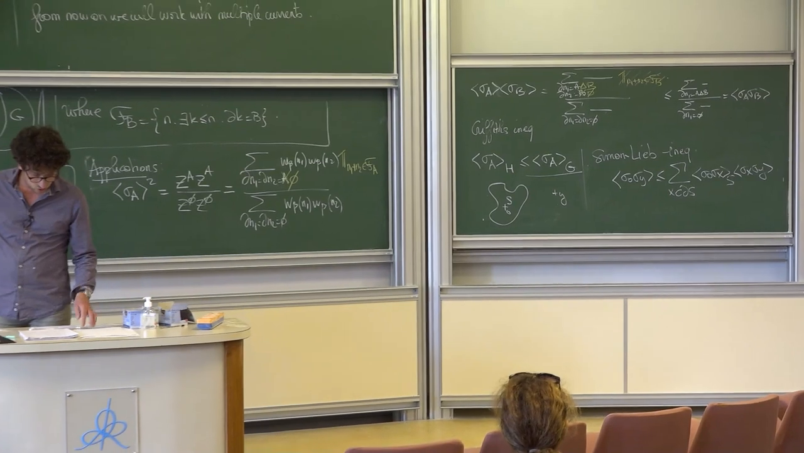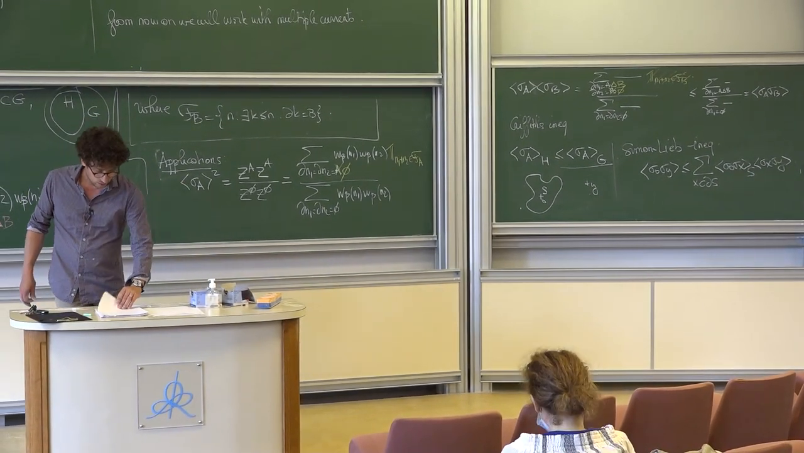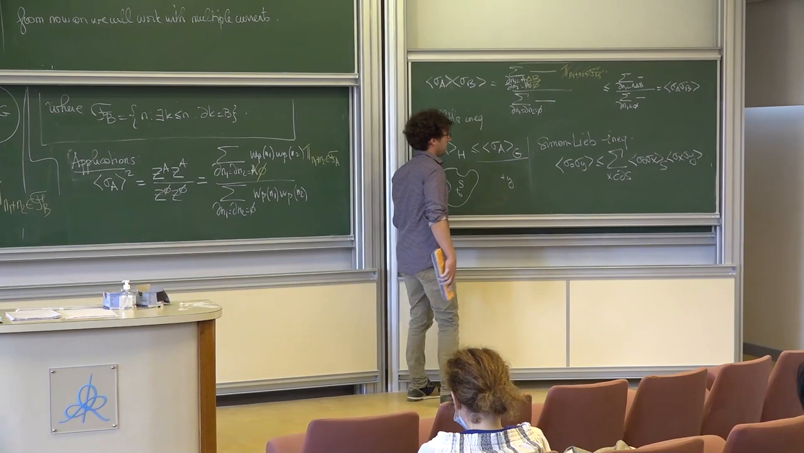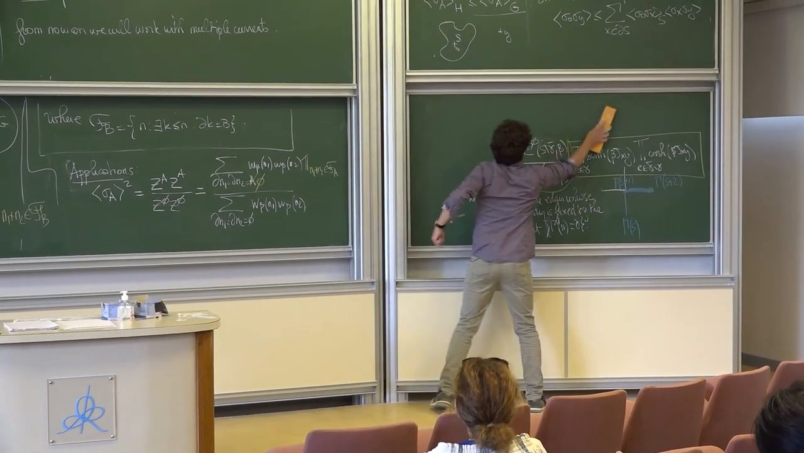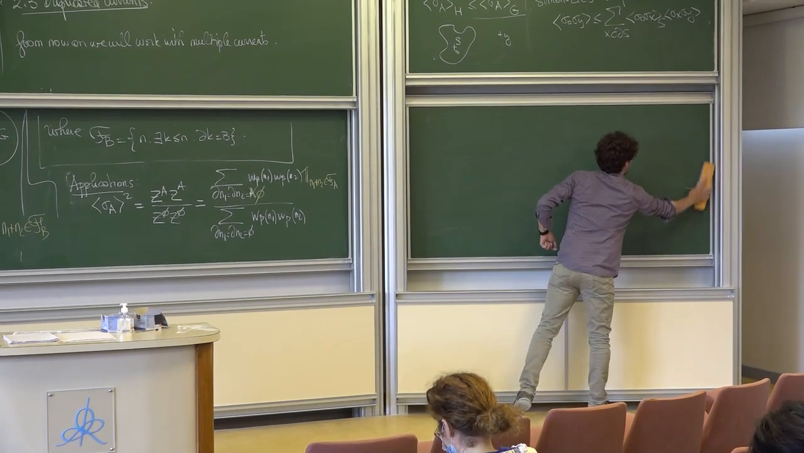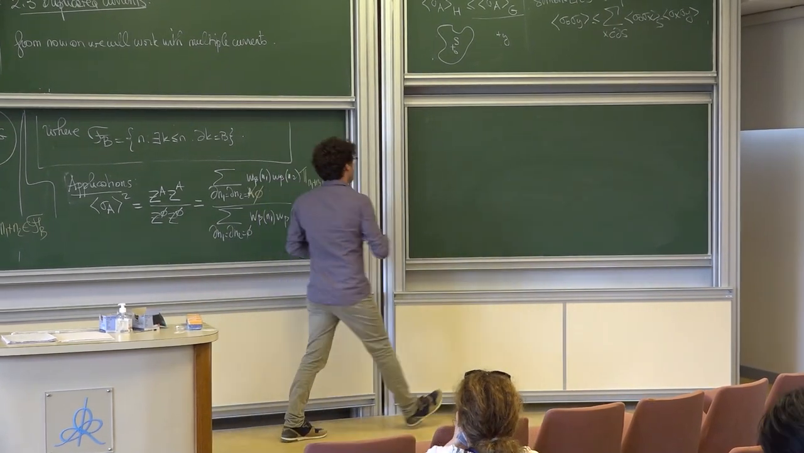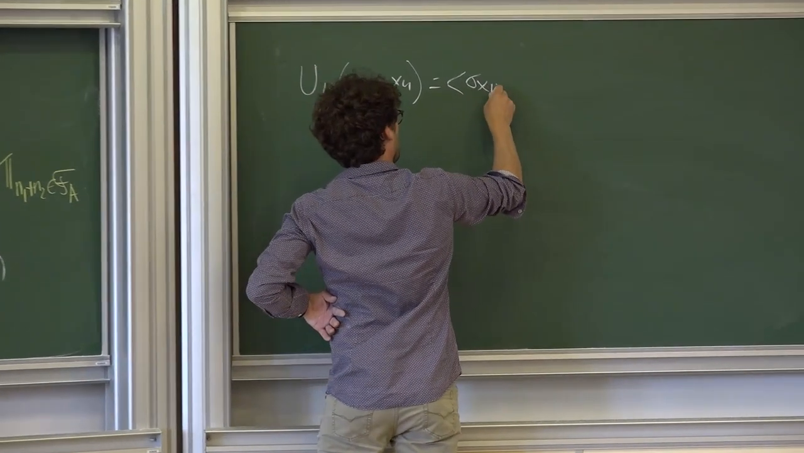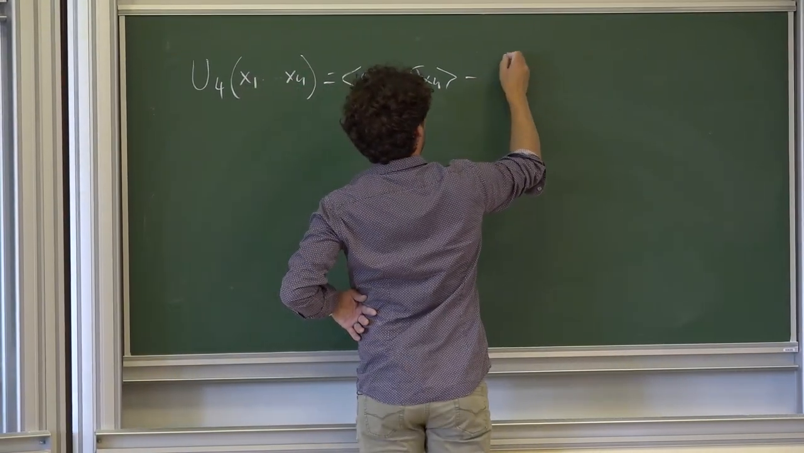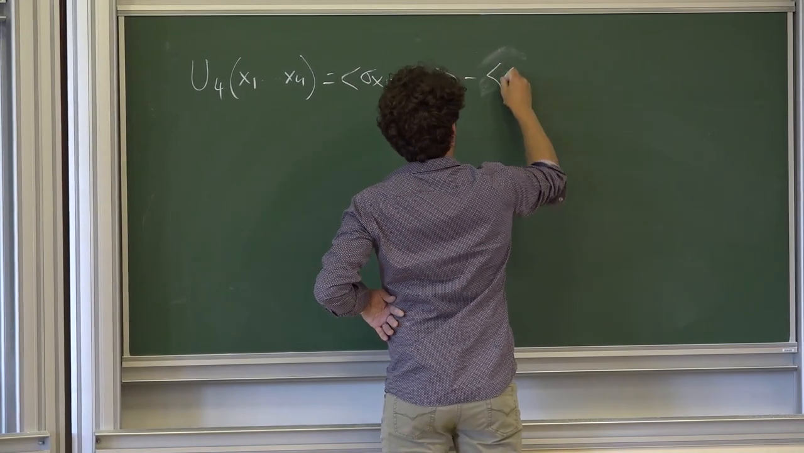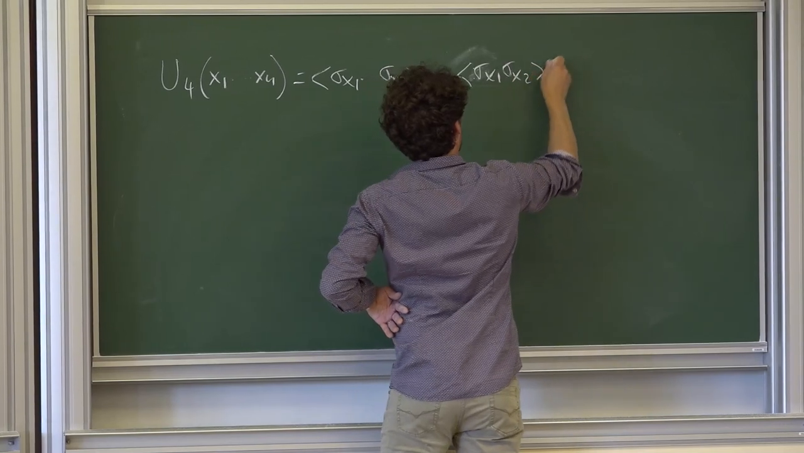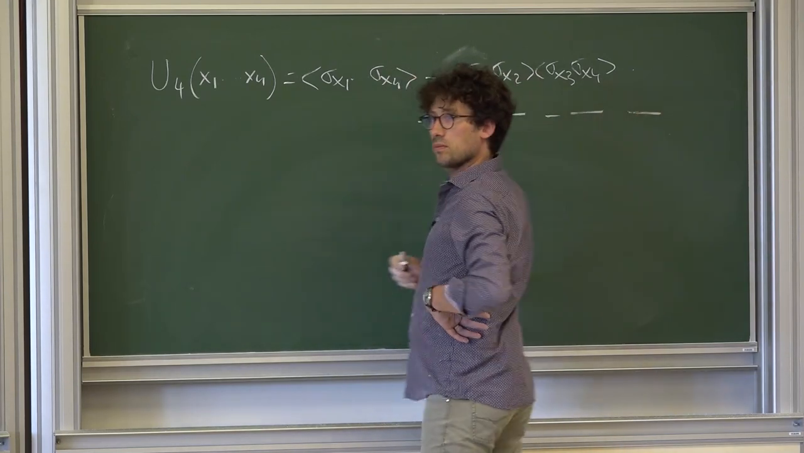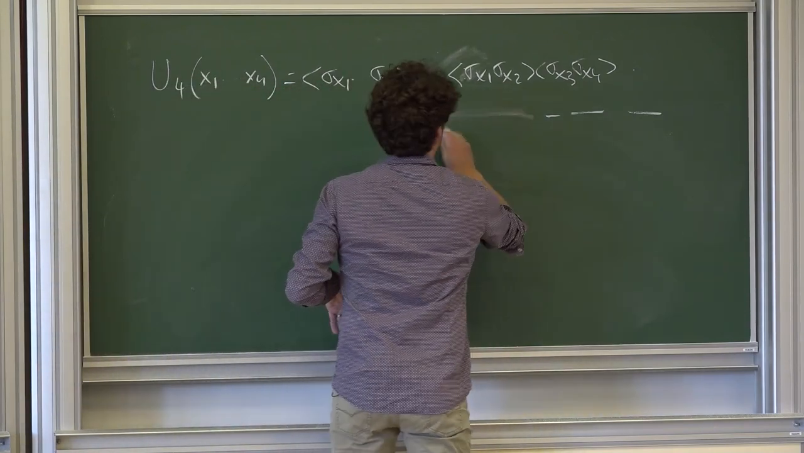And the last mention I wanted to make, again, I will re-explain all these things. But the last mention, so that at least you have a take-home message for people who don't plan on coming back next time or cannot come back next time: if you look at U4, x1 to x4, which is just the correlation between four points minus the sum of the pairings, so sigma x1, sigma x2, sigma x3, sigma x4, minus the two other permutations. Let me write them actually.